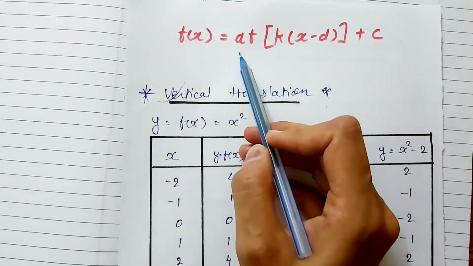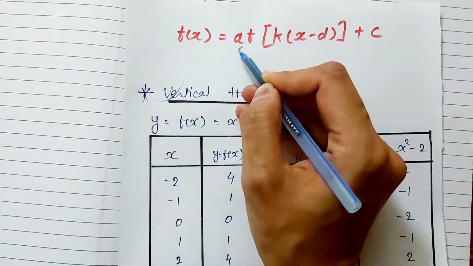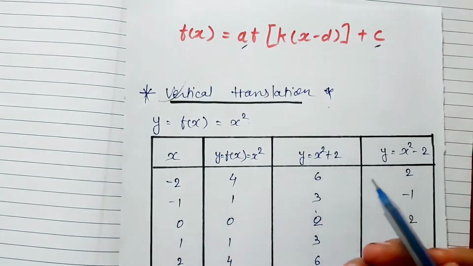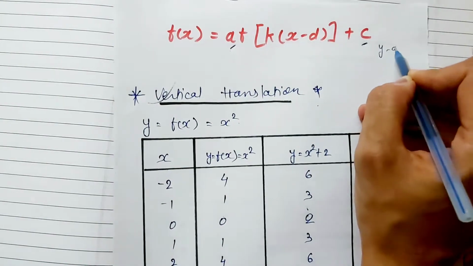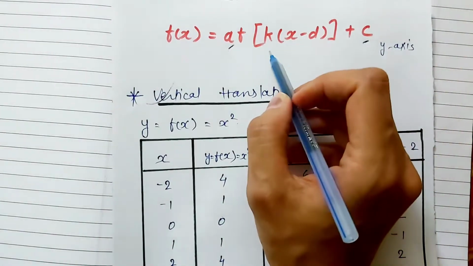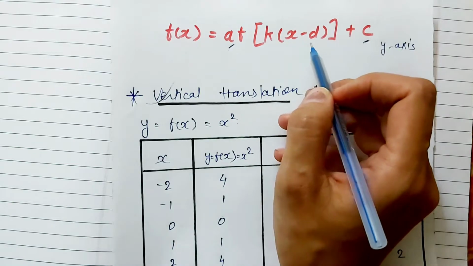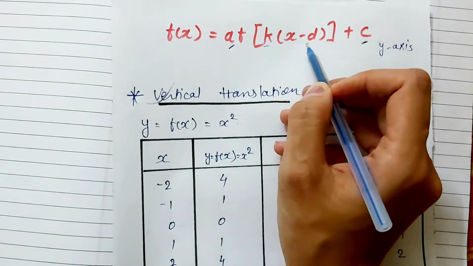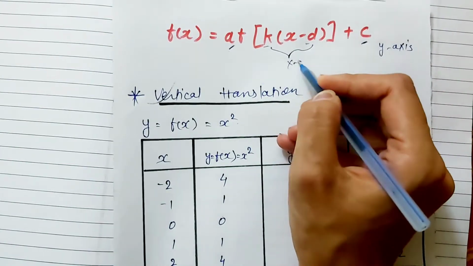This a means that it denotes vertical stretch or compression. So basically this a and c value are related to the y-axis. Okay, movement related to the y-axis, and everything inside the bracket is all about the x-axis. Okay, so this k, this d, they are all about the x-axis.